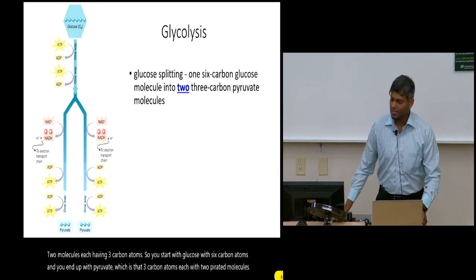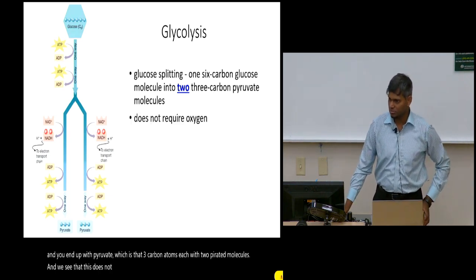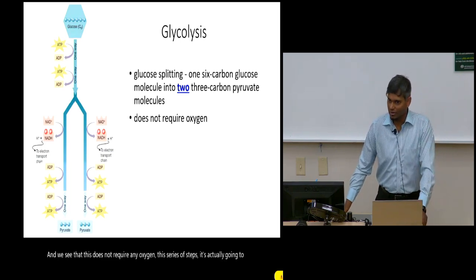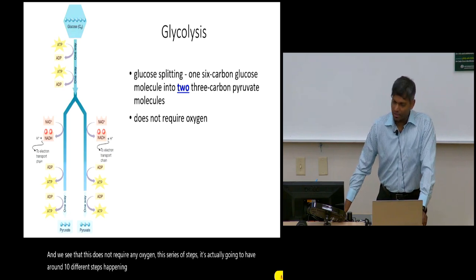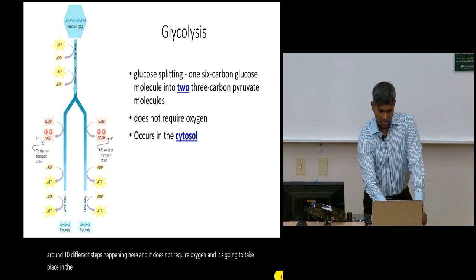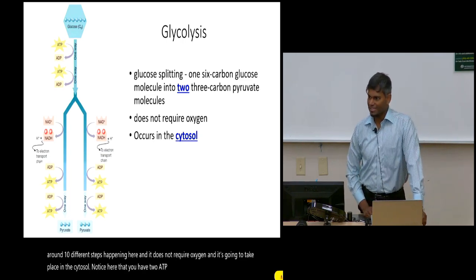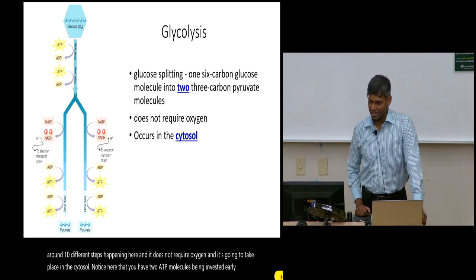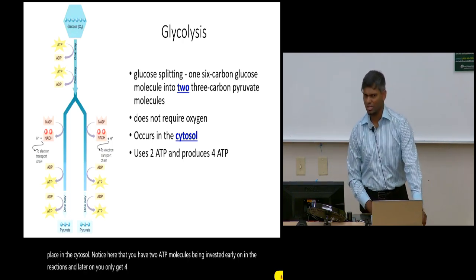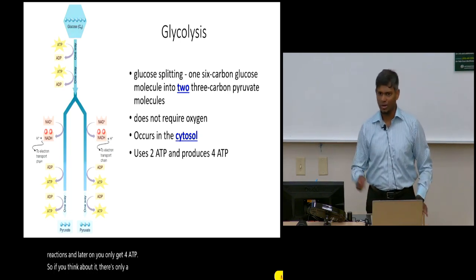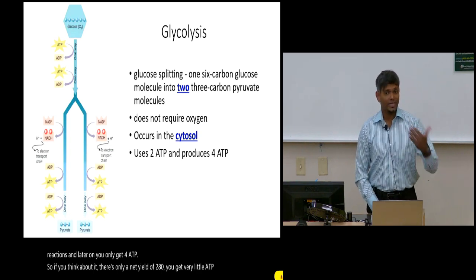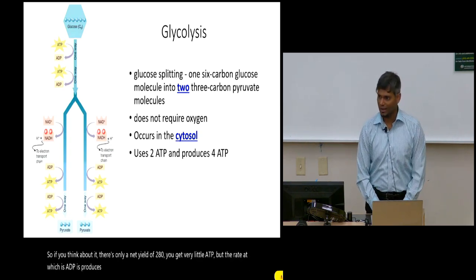And we see that this does not require any oxygen. This series of steps has around 10 different steps happening here, and it does not require oxygen, and it's going to take place in the cytosol. Notice here that you have 2 ATP molecules being invested early on in the reactions, and later on you get 4 ATP. So if you think about it, there's only a net yield of 2 ATP. You get very little ATP, but the rate at which this ATP is produced is quite fast.